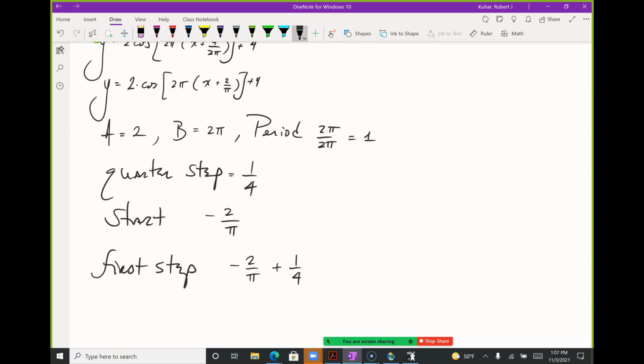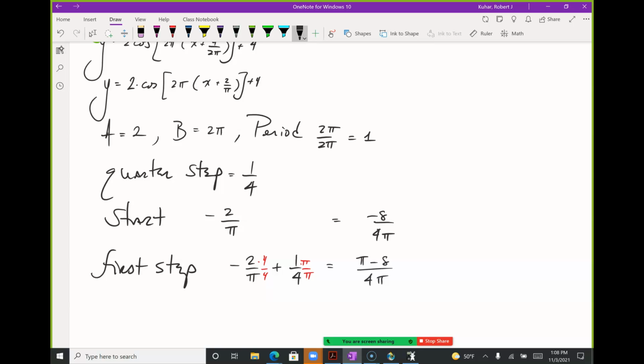I have to add the quarter step, right? So I'm going to get a denominator of 4 pi, right? So I need a 4 over 4 here and a pi over pi here. So it looks like I get pi minus 8 over 4 pi. Now I want my start to look similar, right? And that's minus 8 over 4 pi.